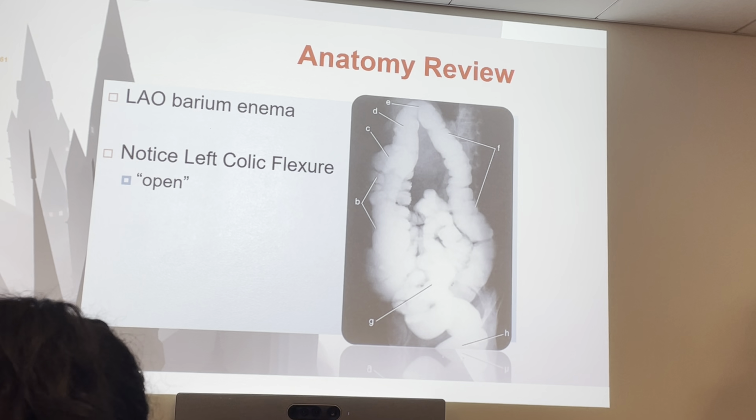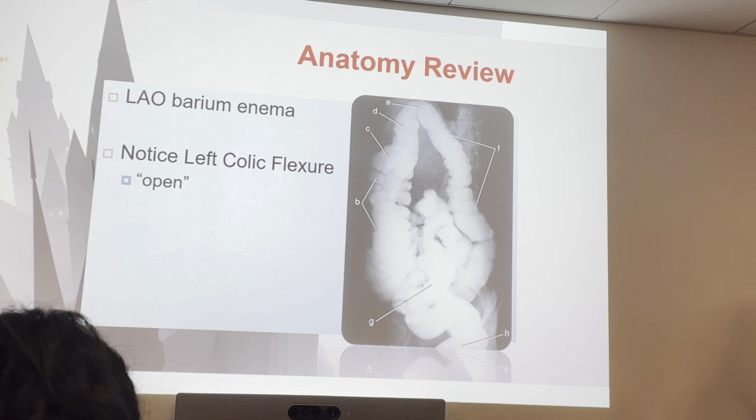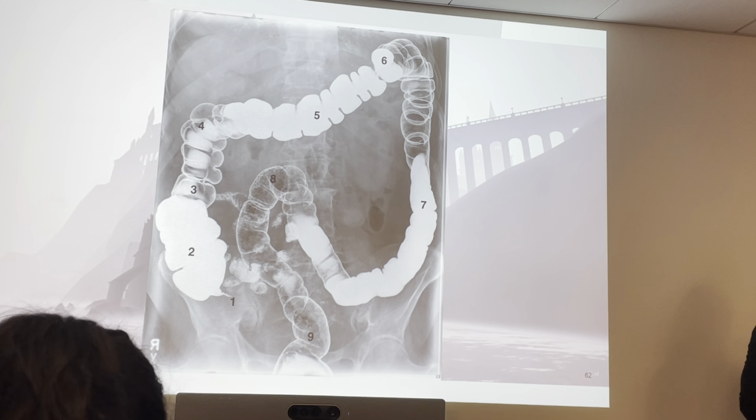So for LAO, left colic is open, RAO, right colic is open. So what we're seeing here is the left colic flexure opened up. If we were in an RAO, the right would open up. So, based on the rules of obliques, if an LAO opens the left, what do you think an LPO is going to open up? The right. The right, very good. It's going to inverse. So LPO would open up the right, RPO would open up the left. Okay, so we're going to come back to that.